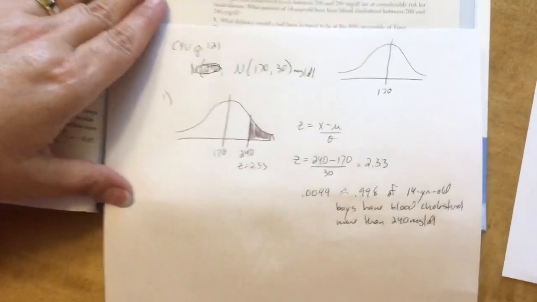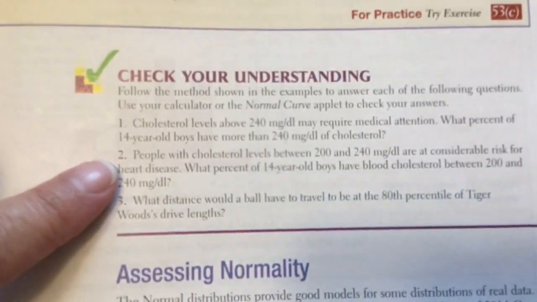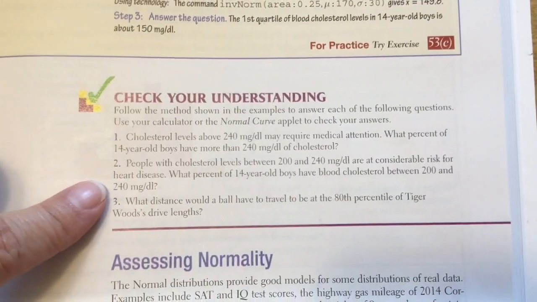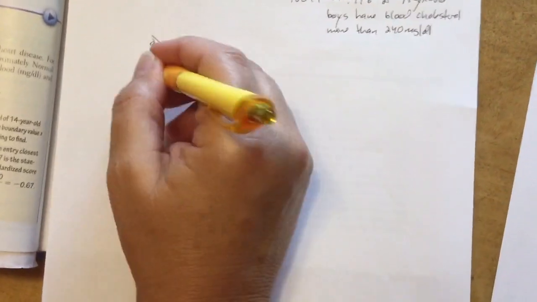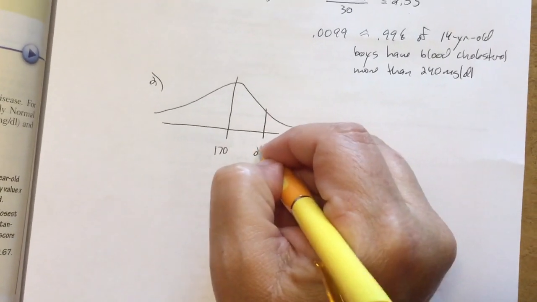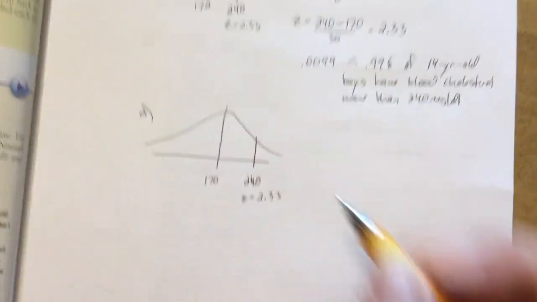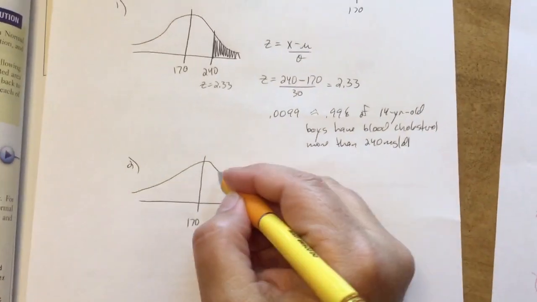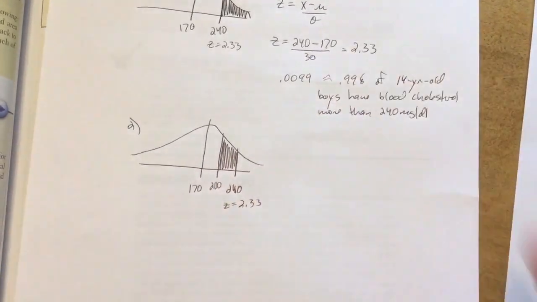Number 2 says people with cholesterol levels between 200 and 240 are at a considerable risk for heart disease. What percent of 14-year-old boys have blood cholesterol between 200 and 240? Let me draw my curve. Terrible curve. We know 240 is over here, and we know it already has a z-score of 2.33. And then 200 is going to be around here. So I want this area.